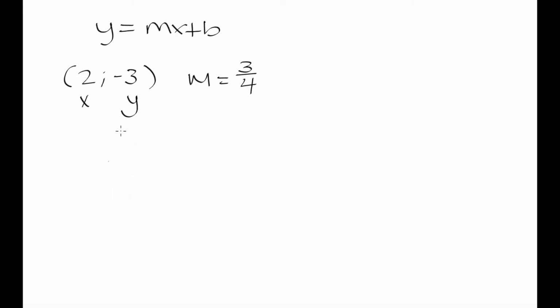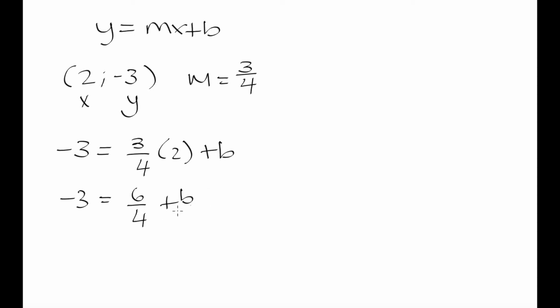If we were to put in a value for y, we can see our y value is -3. So we have -3 is equal to our m value, which is 3/4, multiplied by our x value, which in this case is 2, plus b. So if we simplify this further, we're going to get negative 3 is equal to 6 over 4 plus b. And to solve for b, we just need to move this 6 over 4 to this side of the equation. So we're going to subtract 6 over 4 from both sides.